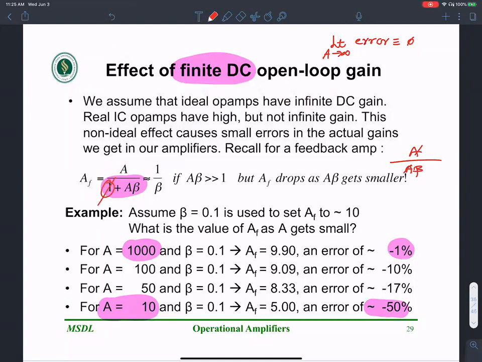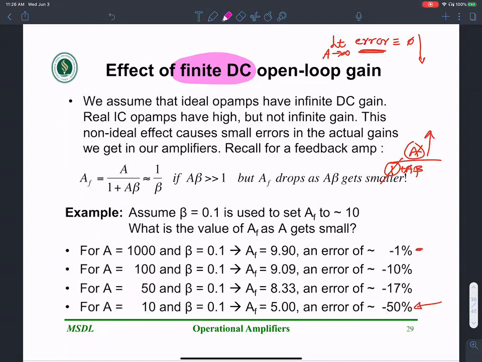That's the approximation I'm making. That leads to an error. If I get rid of this one, that leads to an error. This error becomes a small number as this value of A increases. On the other hand, as the value of A becomes small, the value of error increases from a very small number to a very large number. So that's the idea. There is some approximation that I'm doing.